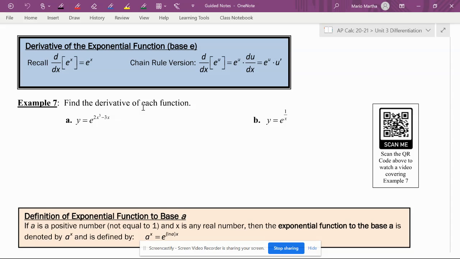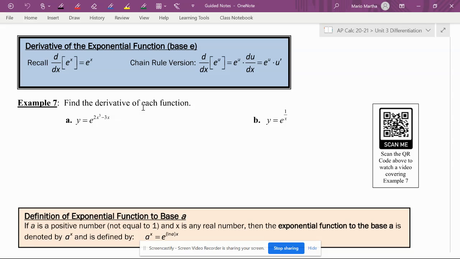What we're doing today is looking at the derivative of the exponential function with base e, first of all. If you recall from previous lessons, the derivative of e to the x is just e to the x. It's pretty much the only function that we know of that does that.